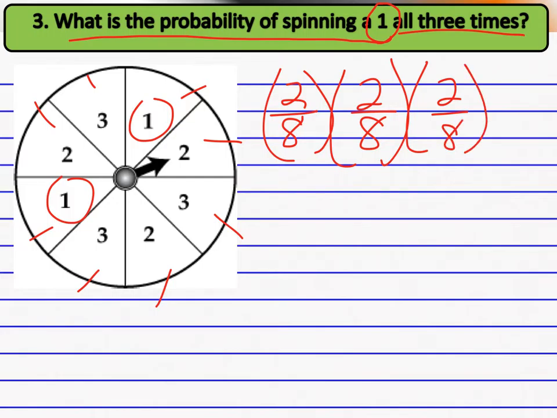Because I'm going to spin once, probability of landing on 1 is 2/8. Spin again, it's still 2/8. Spin again, it is still a 2/8 chance of landing on ones. Now we just have to learn how to solve.